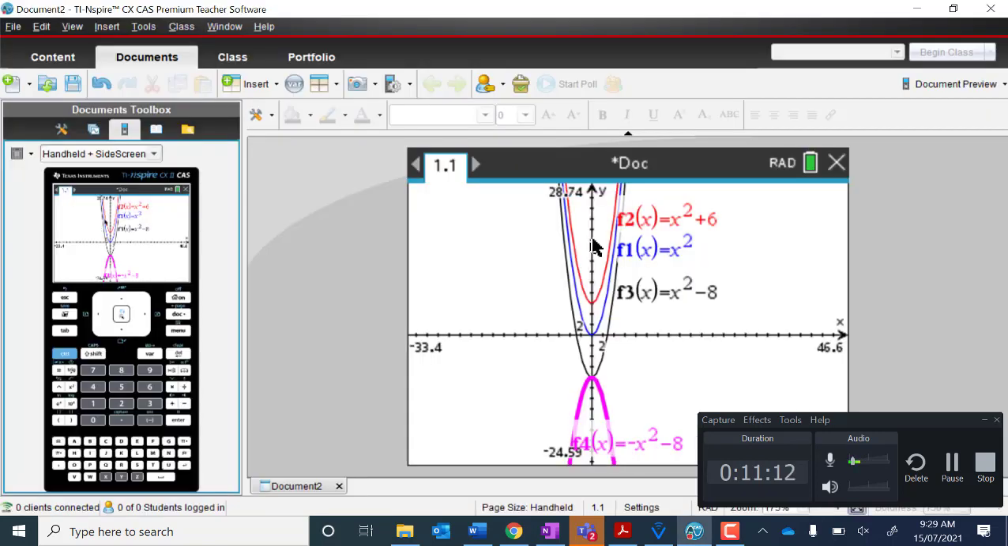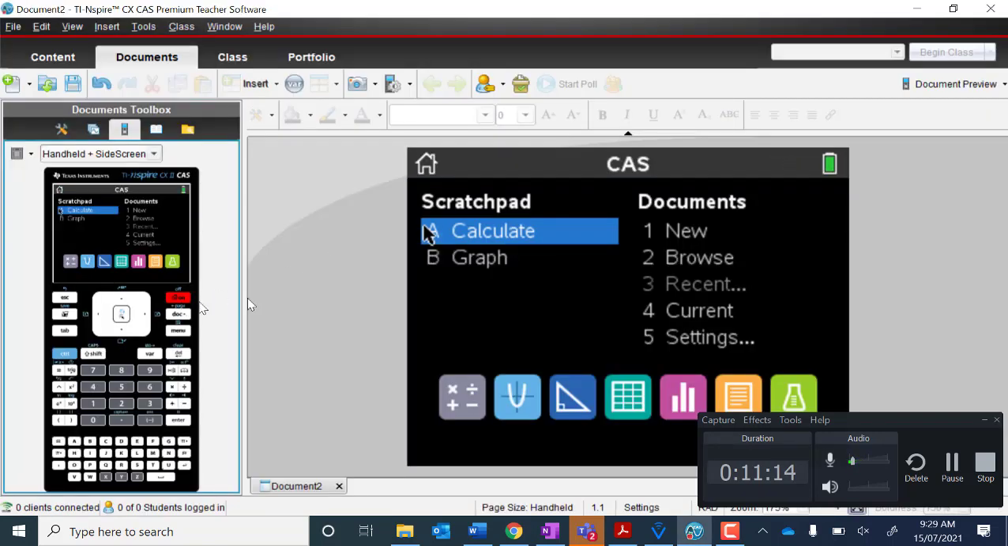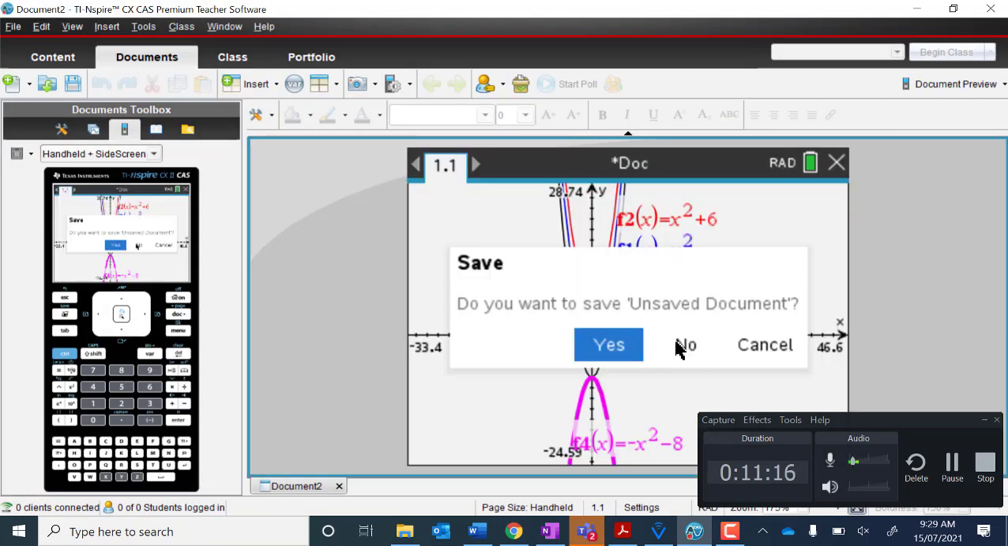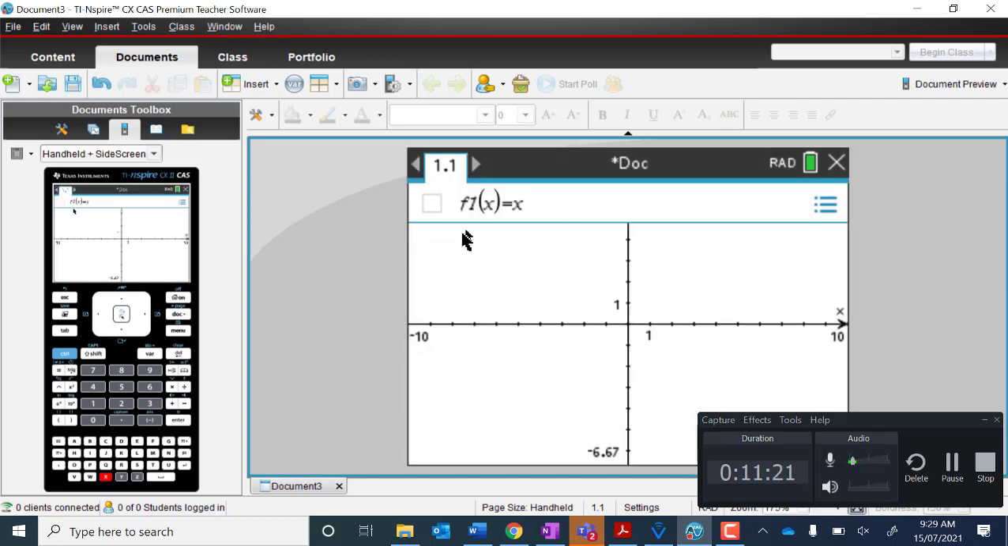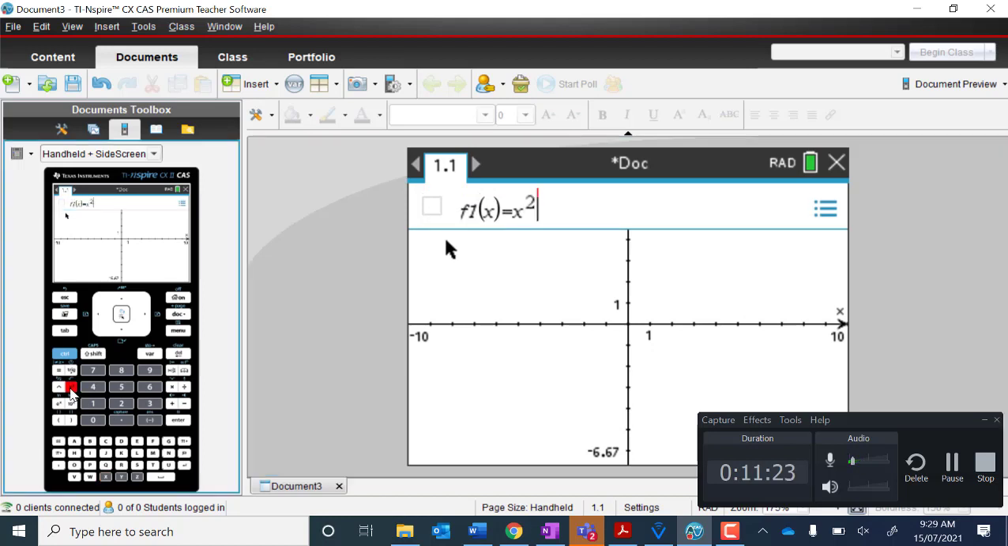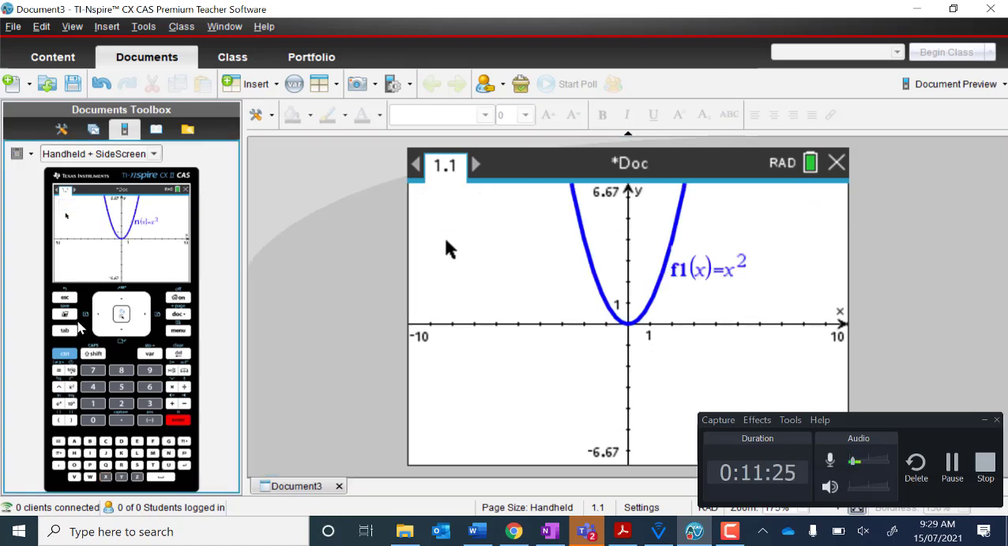If I was to go over here, let's get rid of all of this. Let's go home, go to a new document, and go back to the graph screen. If I go to x squared, we know what x squared looks like. But x minus 3 all squared, in brackets, what does it do? Does it move it left or does it move it right 3? It moves it to the right 3, doesn't it?